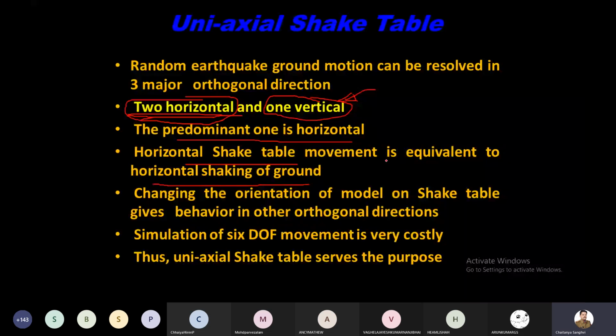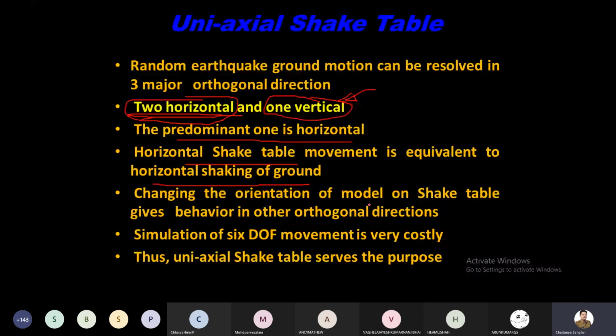Now again, to create a biaxial shake table is a little bit costly. So what the code is saying is that you consider the component of earthquake in only one direction at a time, right? And therefore we said that we are going to prepare a uniaxial shake table. Uniaxial shake table means it is moving in one direction only, in the horizontal direction. And what we do, we test the model on it, and then we change the orientation of the model by 90 degrees. Then we can test the model in the other direction, right?